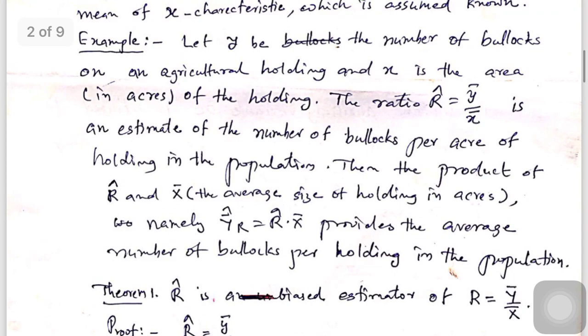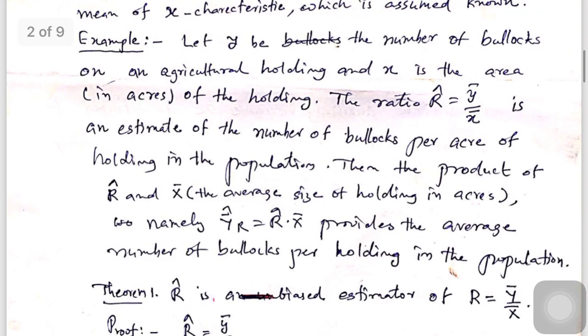In a family. Expenditure on food in a family. Suppose you are having capital N families and you are measuring the expenditure on food in various families, and naturally you will be interested to estimate the average expenditure per family. Okay, you have to estimate the average expenditure on food per family.